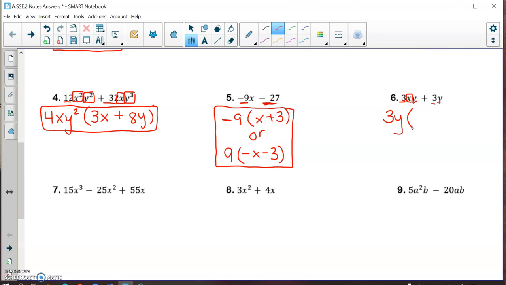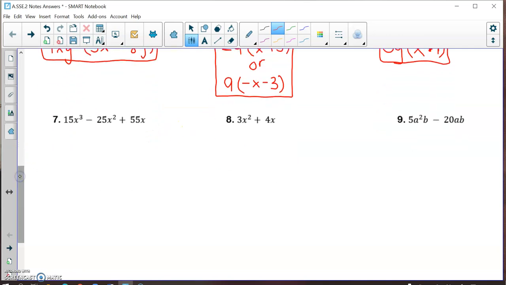Now a 3xy divided by a 3y would just leave me with an x. And a 3y divided by a 3y is a 1. And I do need to write that x plus 1. It's not just going to be an x in parentheses. You need to write that plus 1 as well.